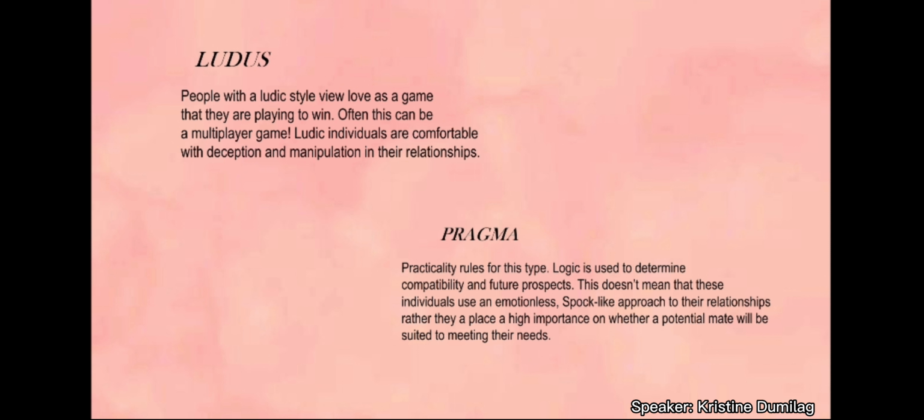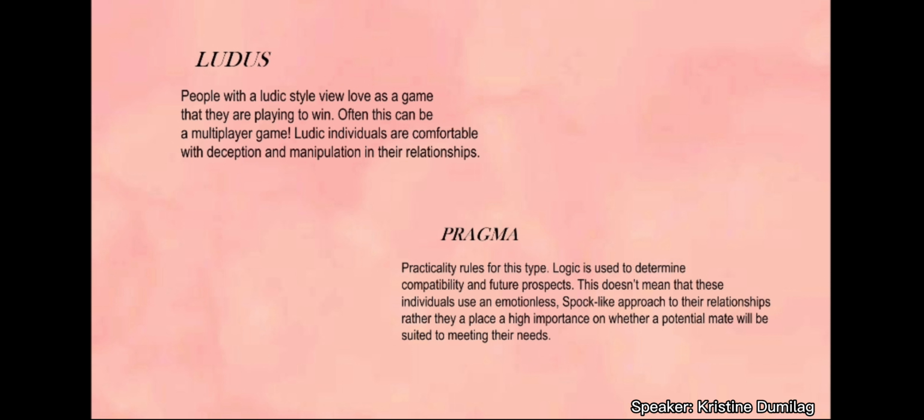Pragma, the practical lover, the combination of ludus and storge. These individuals are pragmatic, practical, rational, down to earth, and most importantly, very much looking for a partner who emphasizes long-term commitment and a high level of compatibility. They have a clear list of qualities they aim to find, with the most, if not all, of the desirable qualities on the list.